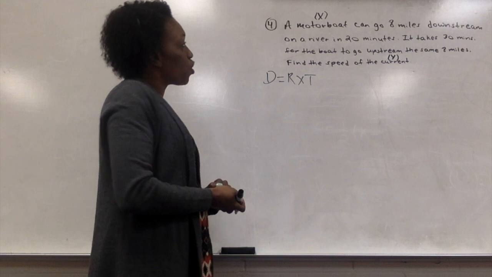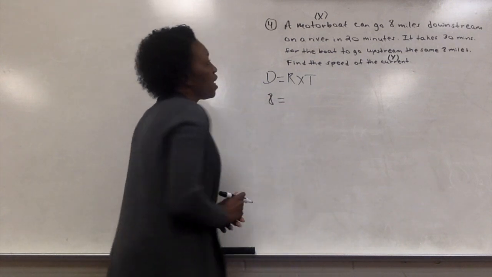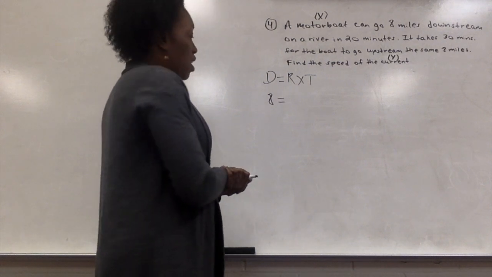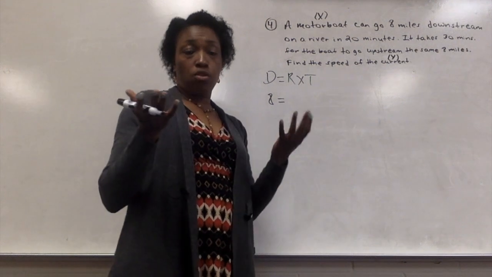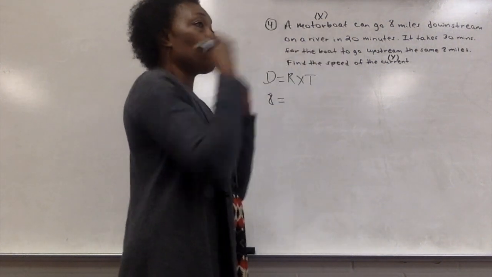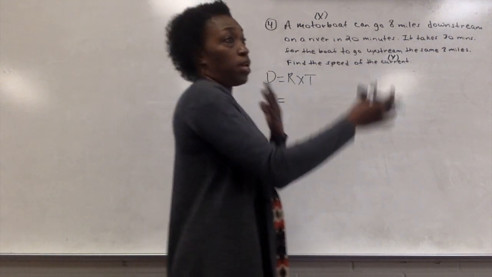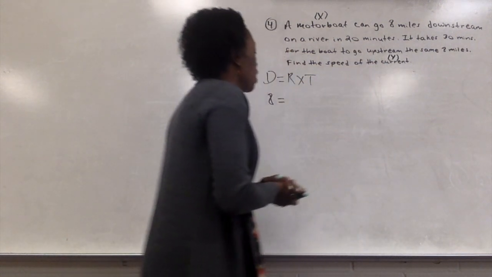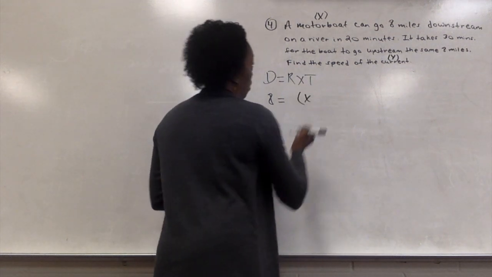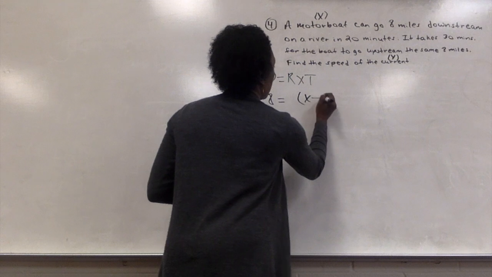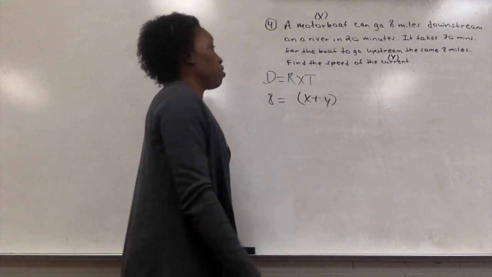And I'm going to begin filling in my distance equals rate times time. Now, it says the motorboat can go 8 miles, so that's my distance. Downstream. Now, downstream, if you think about on a river, you're going downstream. That means you're going with the flow of the river. So that's going to cause your speed to increase. So that means the rate here is going to be the speed of the motorboat plus the speed of the current. So I'm using y for the current.